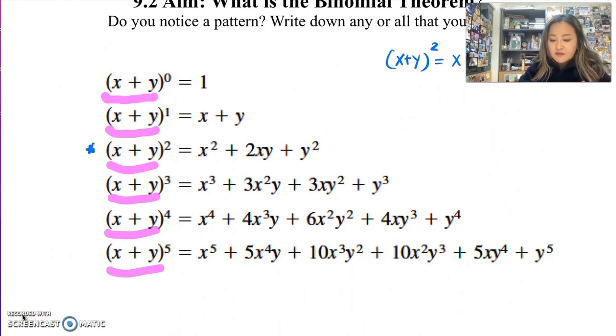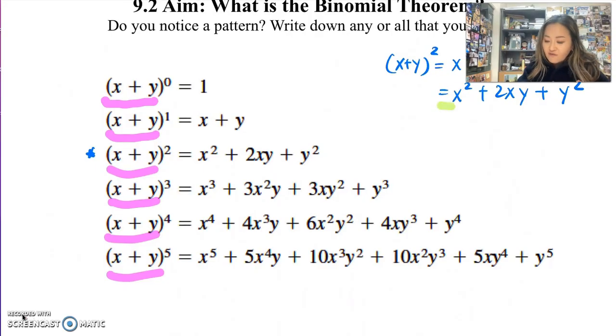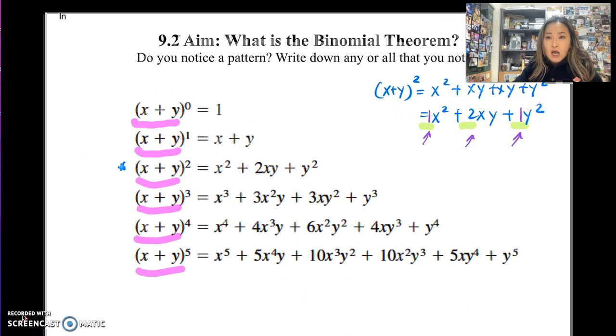Okay, you could expand this too. Oh, I think you use something called FOIL. I just call it the distribution property. Okay, you go x squared plus xy plus xy plus y squared, which equals x squared plus 2xy plus y squared. But now, wait. I want you to focus on the actual coefficients here. The coefficients, okay? I'm just going to highlight them with an underline. Obviously, if there's nothing right in front of a variable, you know it's a 1. So 1, 2, 1.